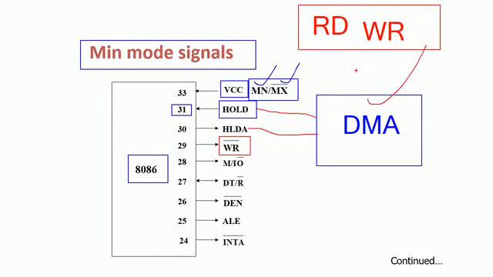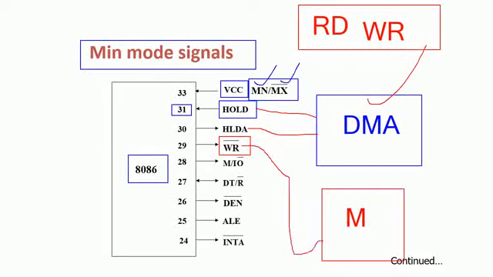Tri-state means that physically there is a connection with the peripheral. Let us suppose I have a memory device right over here. It is a memory device. Okay, now obviously we are going to have the write signal to the memory device. So this write signal is connected to the memory, so the connection physically exists.